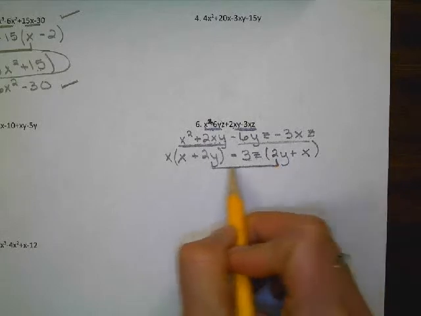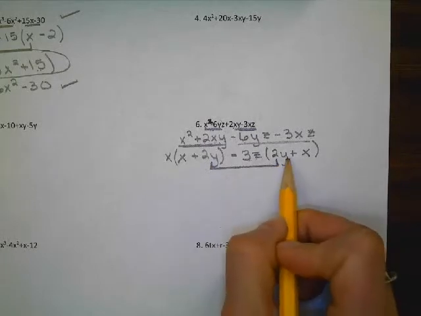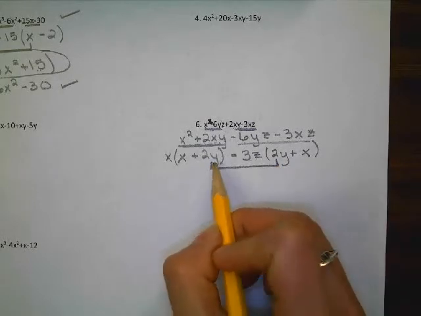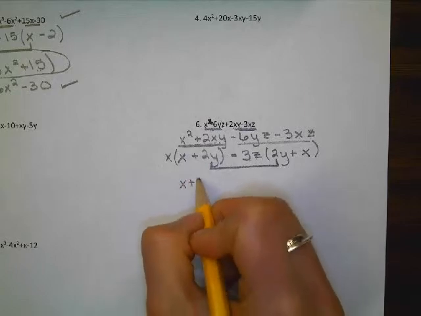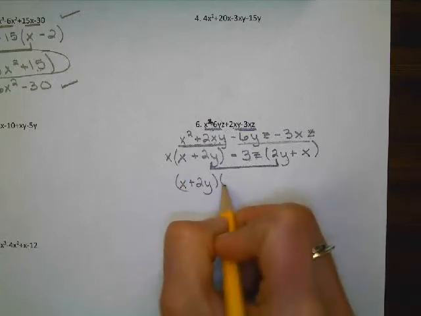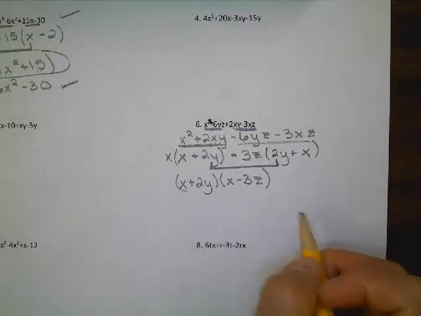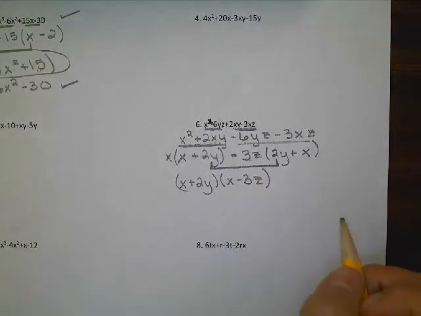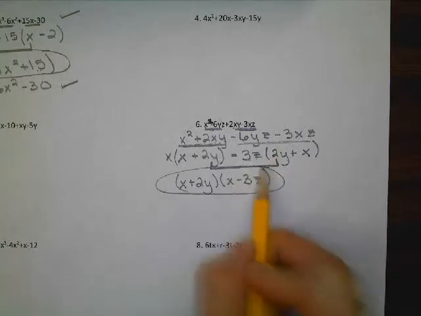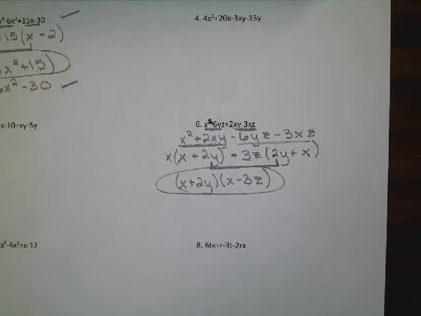These are, in fact, the same. You would just have to rearrange this one or this one, but they will stay the same. So I write down x plus 2y as my first factor, and x minus 3z as my next. And again, if you want to check that, go ahead and multiply it, and you will see that you get the same thing. So there's my equivalent form.